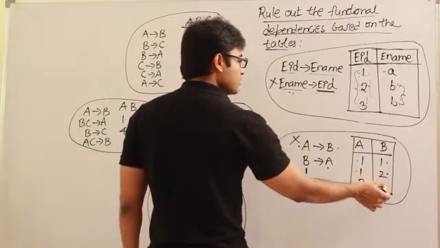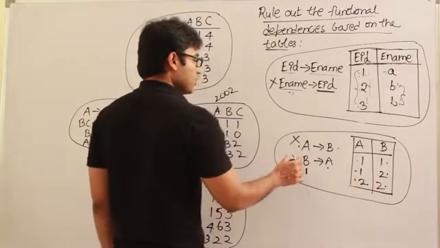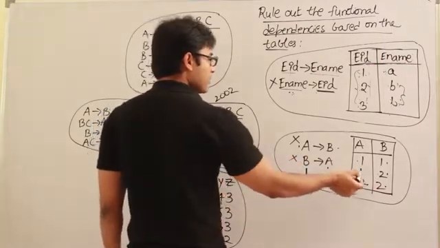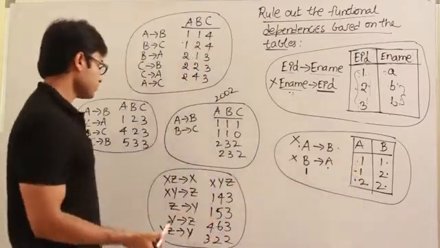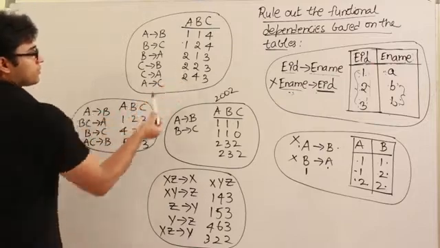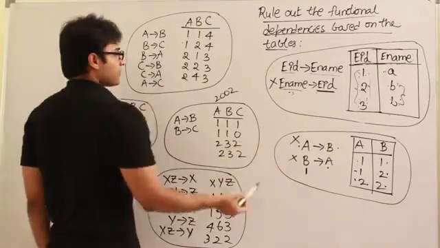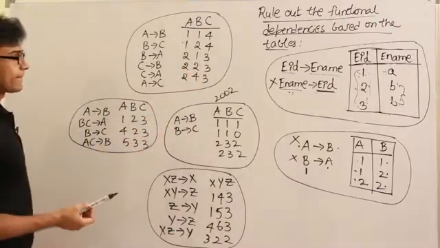If the value of b is 2, what can you say about a? A can be 1 or 2, therefore you have to rule it out also, because you are not able to come up with a unique value of a. Got it? Now let's see this one. So here both are ruled out, right?